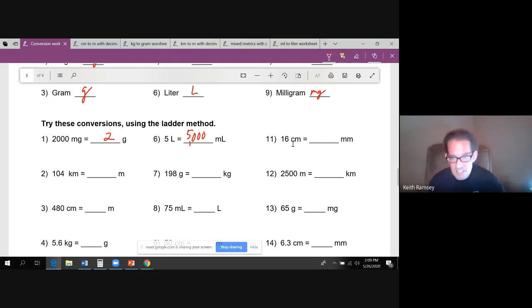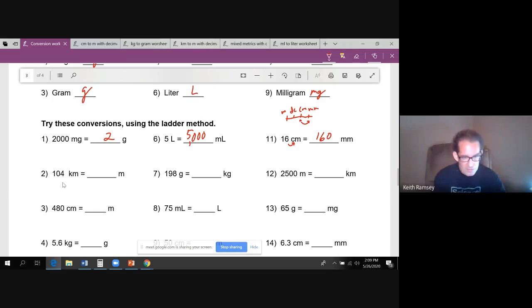So if I have 16 centimeters, how many millimeters is that? This is where you're moving the decimal 1 space to the right, this way. So I know here's a meter. Here's a decimeter. Here's a centimeter. Finally, here's a millimeter. So if I'm right here on centimeter, I'm moving my decimal to the right 1 step. So this would be 160 millimeters.